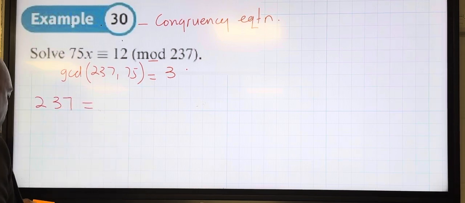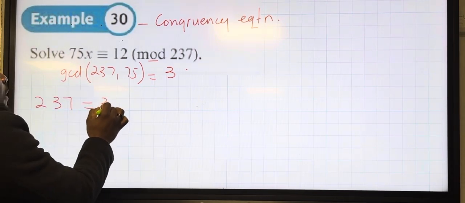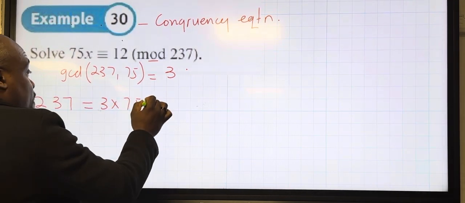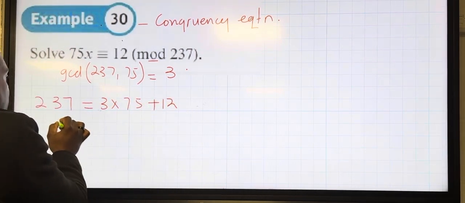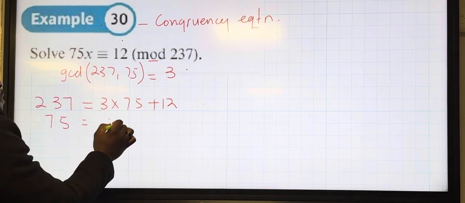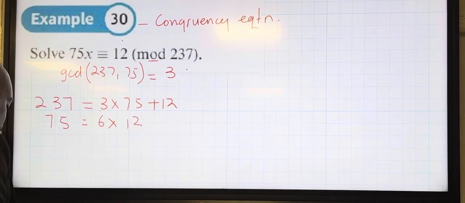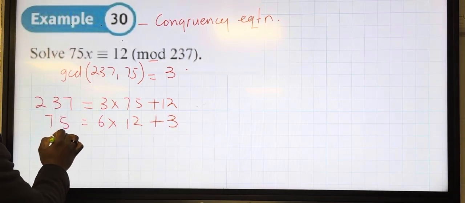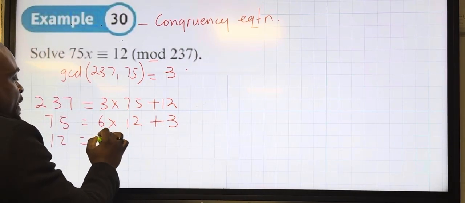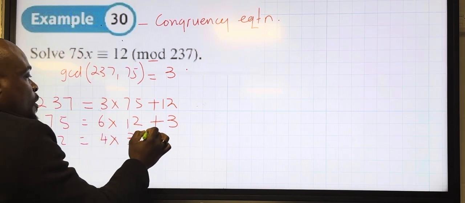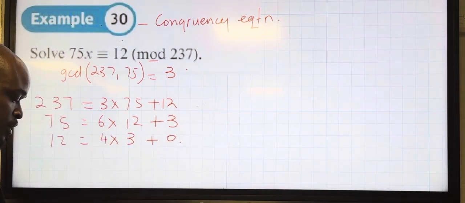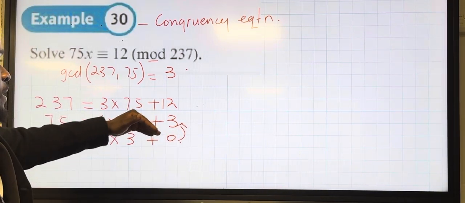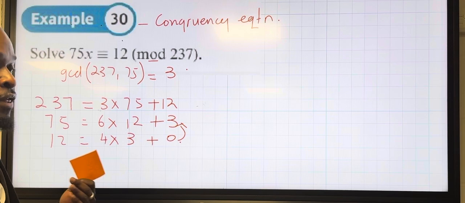237, I've done this already, is 3 times 75. There are 3 75s in that number with a remainder of 12. And then 75, how many 12s are there? There are 6 of them with a remainder of 3. And how many 3s are in 12? There are 4 of them with a remainder of 0. So what that tells us is the GCD, obviously, between these two numbers is 3.